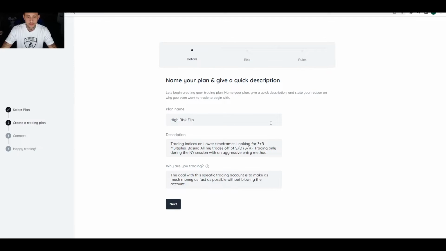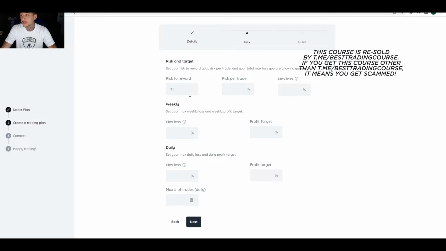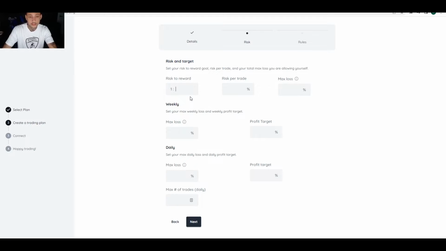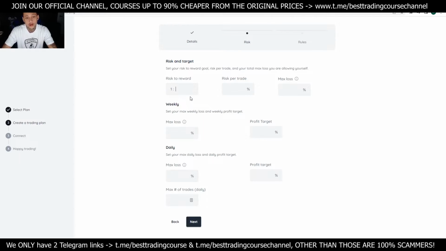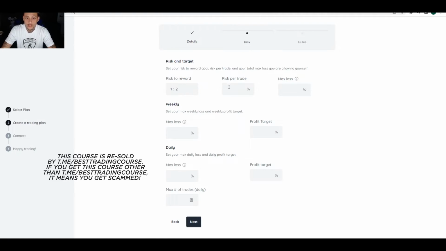So I'm going to rename this high risk flip. Let's call it 75K, whatever, right? You're going to go next. Your risk to reward. This is going to be your average risk to reward target. Now, me personally, I'm going to look to have a risk to reward target of 1 to 2, meaning for every $1,000 I'm going to risk, I'm going to look to gain $2,000. This is going to be my risk to reward target.